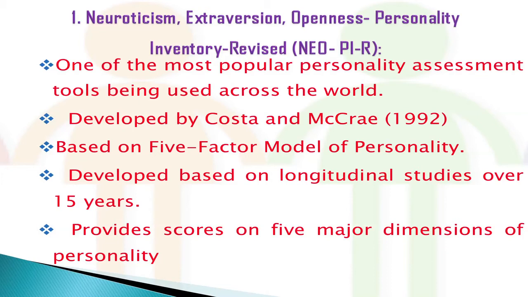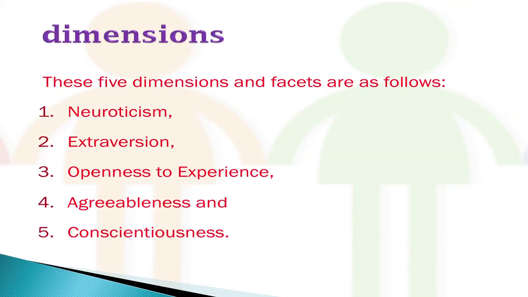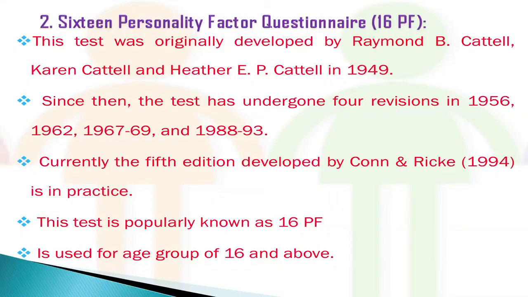This test is currently one of the most popular personality assessment tools. It was developed by Costa and McCrae in 1992 and is based on the 5-factor model of personality. These 5 dimensions and facets are as follows: neuroticism, extraversion, openness to experience, agreeableness and conscientiousness. We call it OCEAN.